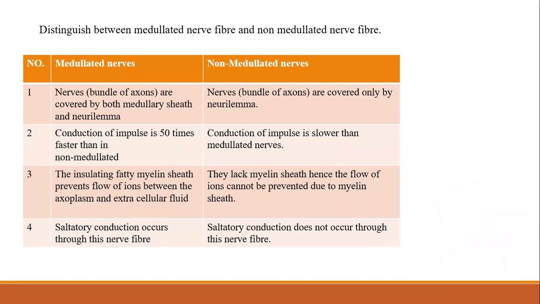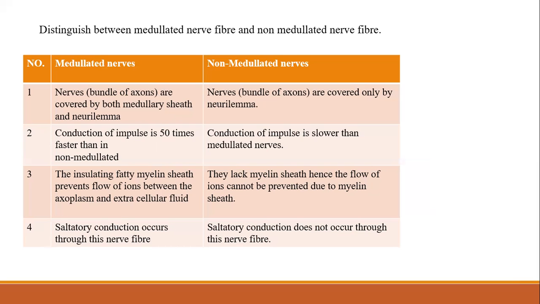Now, as I told you earlier, the axon is surrounded by a myelin sheath. The axons in which the myelin sheath is present, those nerve fibers are called medullated nerve fibers. The nerve fibers whose axon has no myelin sheath are called non-medullated nerve fibers. Once again, I am repeating: neurons whose axon is covered by the myelin sheath are medullated; those whose axon is not covered by the myelin sheath are called non-medullated neurons or nerves.